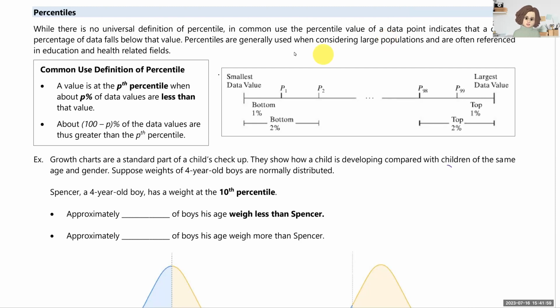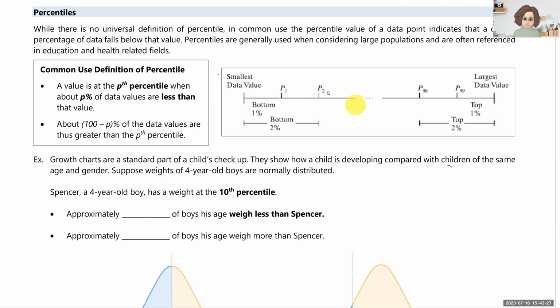So what percentiles do is they divide a data set into 100 equal parts. So if we had all the scores, we would arrange them from the lowest score all the way up to the highest score. We'd put them in numerical order. So when we're talking about measures of positioning, we need our data to be sorted. And then the percentiles would separate that data into 100 equal parts.